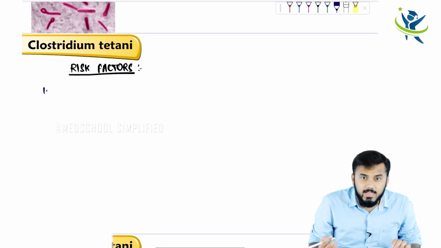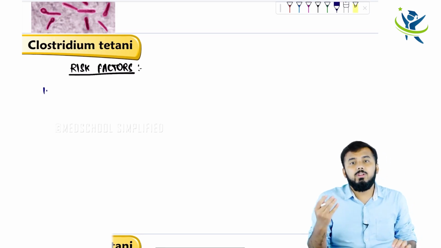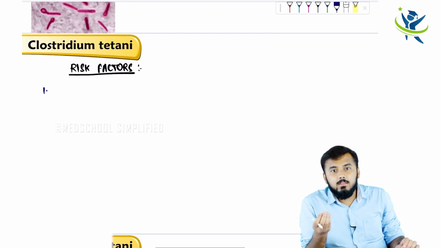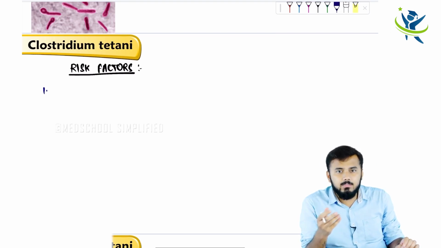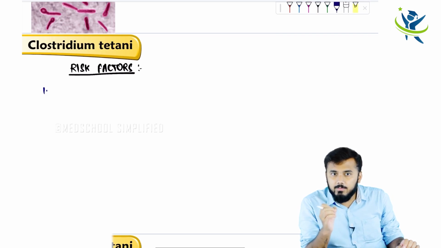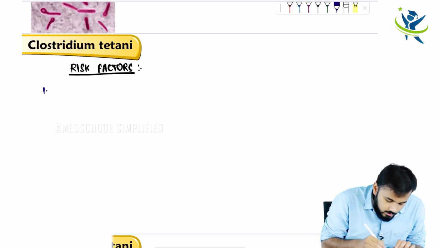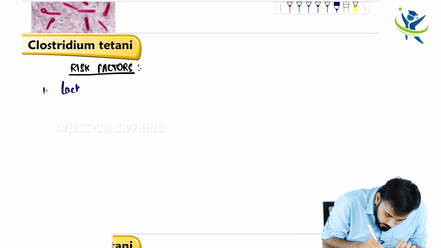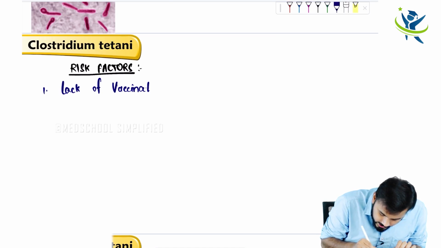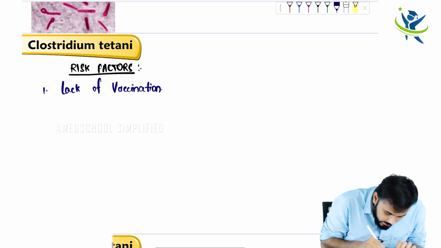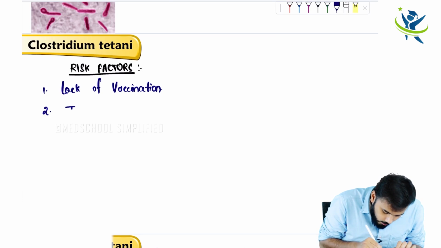If you did not get vaccinated, that is the DTaP vaccine, the Tdap vaccine, all of which we will be discussing in a minute. If you didn't get any vaccine against this bacteria, then obviously you will be affected by it. So, lack of vaccination, right? The second thing is trauma, obviously the wounds.